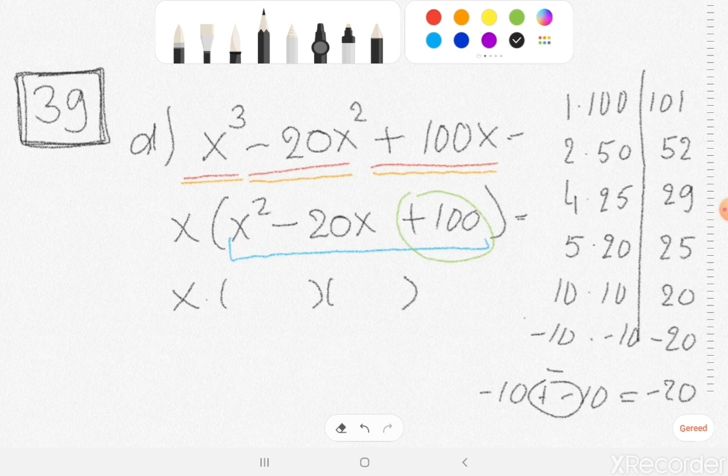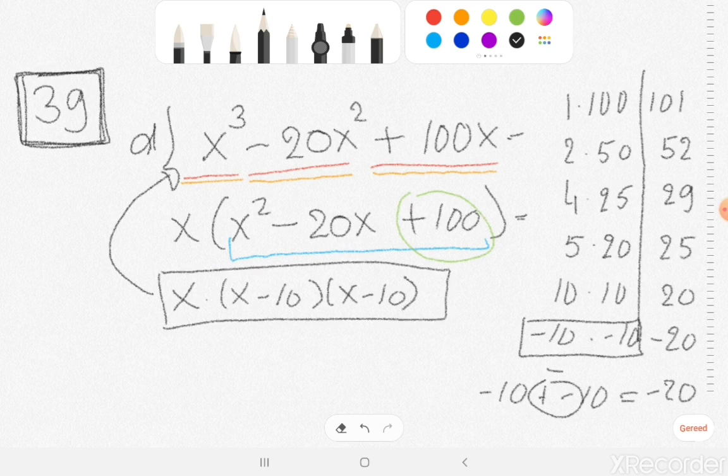So we have the two numbers. So it is x minus 10 and again x minus 10. If you multiply out the brackets, you get x to the power of 3 minus 20x squared plus 100x. So this is the solution of exercise 39D.